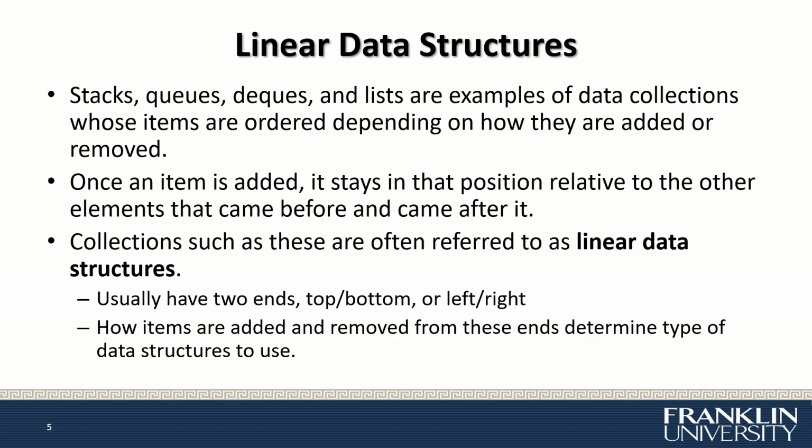Stacks, queues, deques and lists are examples of what we call data collections, whose items are ordered depending on how they are added or removed. Once an item is added, it stays in that position relative to the other elements that came before or after it. Collections such as these are referred to as linear data structures, and usually they have two ends. We call them the top or bottom, left or right, depending on which way you're looking at it. And how data are added and removed from these ends determines the type of data structure to use.